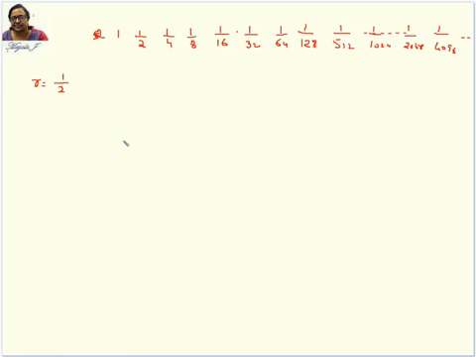Infinite series. You would have done this in your maths. I'll just remove this 2 also. I don't want that 2. One by two, ma'am. Answer is one by two.